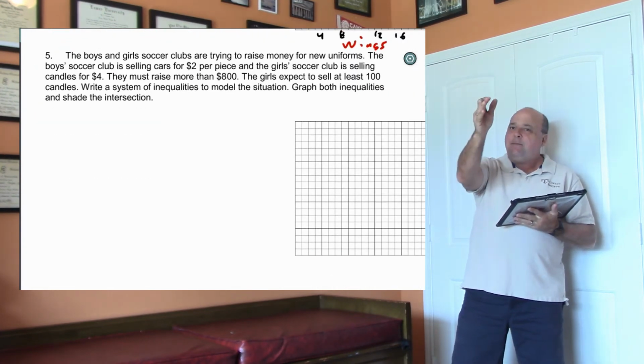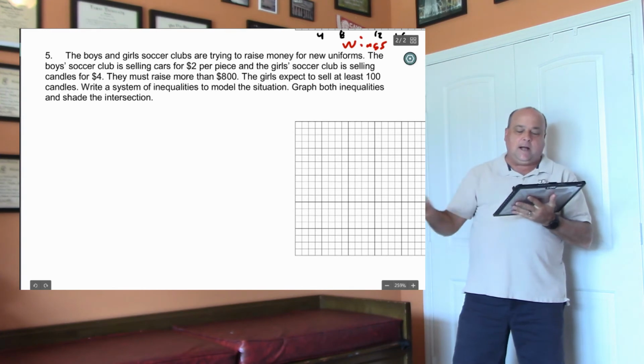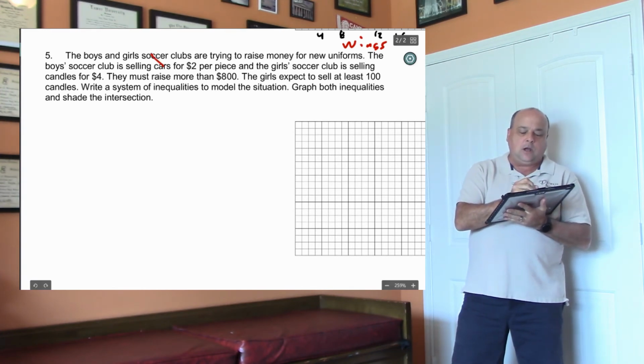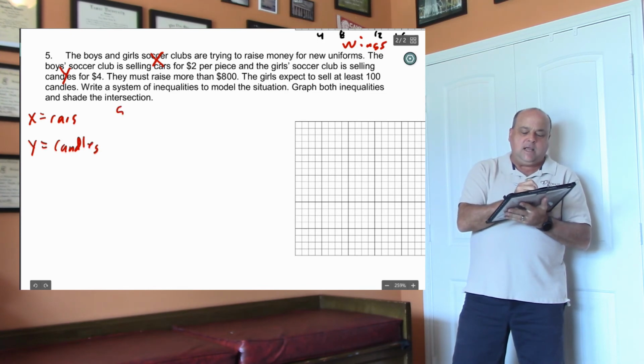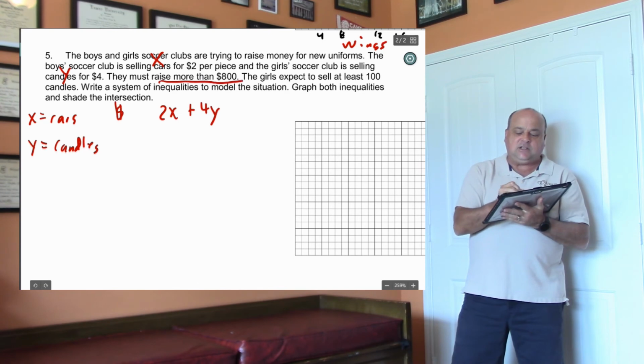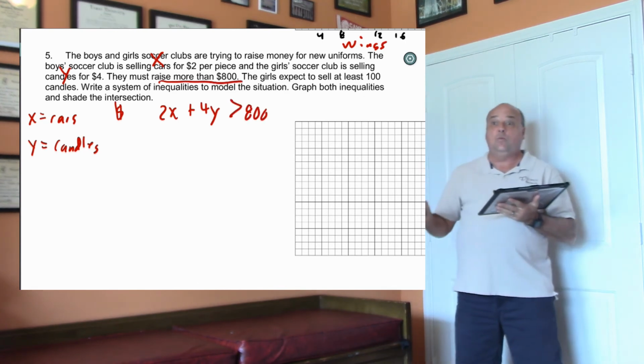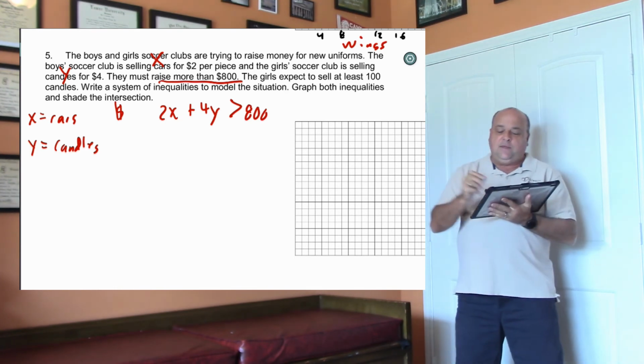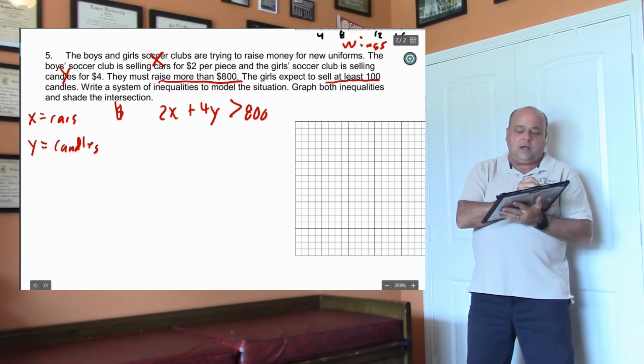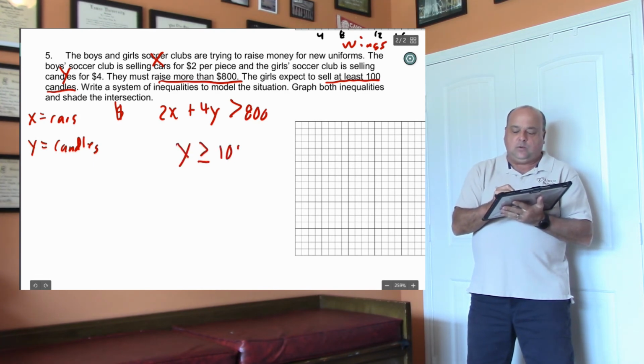Number 5, same kind of problem. So find your X and Y. The boys' soccer club is selling cars, so X is going to be cars. The girls' soccer club is selling candles. Y is going to be equal to candles. And then our money equation will be 2X plus 4Y, and it has to be more than 800. So this is going to be kind of big because the X and Y intercepts are going to be in the hundreds. And then the girls expect to sell at least 100 candles, and the candles is Y, so Y has to be greater than or equal to 100.